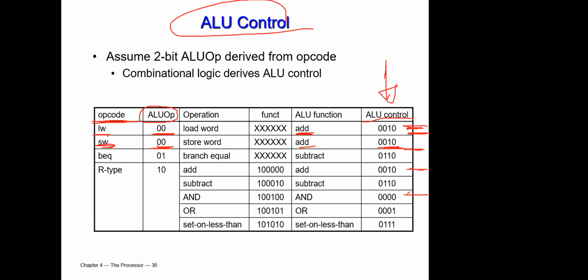If I decode the opcode and I understand that this is branch equal, I will force the ALU operation to be 0, 1. And as soon as it is 0, 1, the ALU function needs to be subtraction, because I will always check if there's a branch equal. So this means that I have to do subtraction. Okay? So that's why the ALU control will be subtraction.